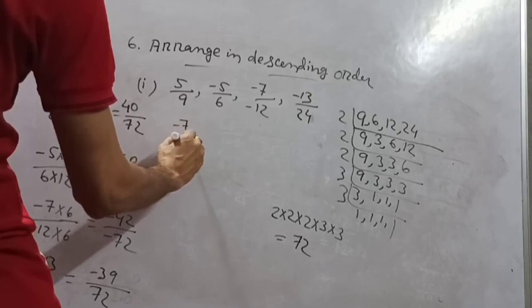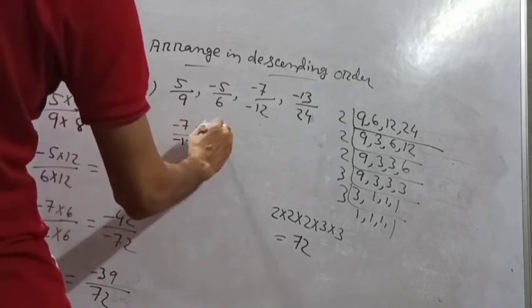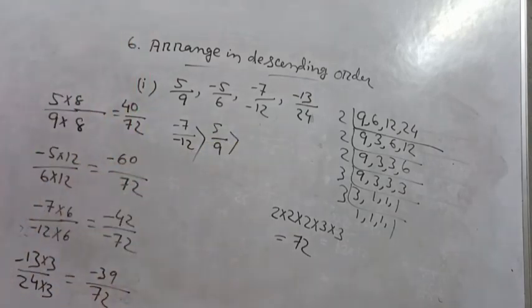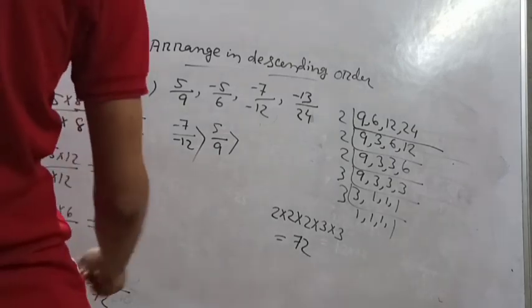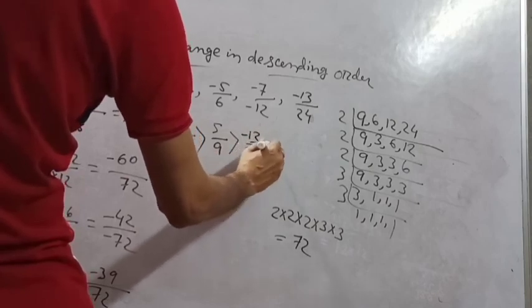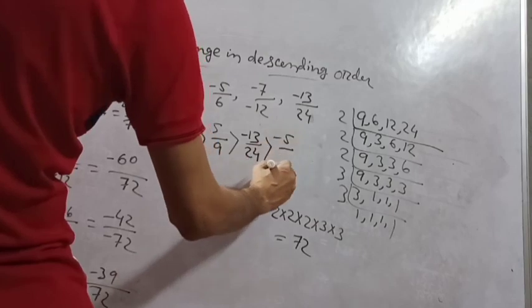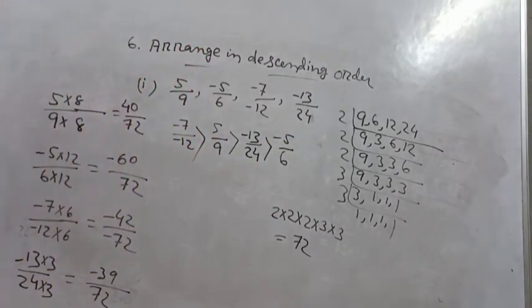So minus 7 by minus 12 is greater than 5 by 9. Both are positive values. Now the negative values: minus 60, minus 39. The highest is minus 39, so minus 13 by 24 is greater, and at last minus 5 by 6. This is the descending order, bigger to smaller: minus 7 by minus 12, 5 by 9, minus 13 by 24, then minus 5 by 6. So this is the way you have to solve. This is exercise 1.3.